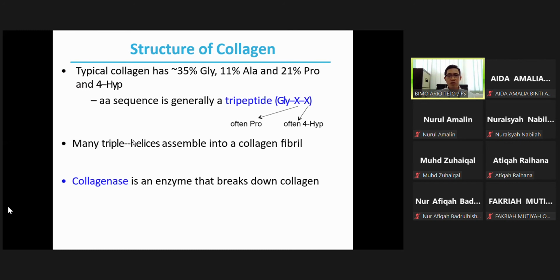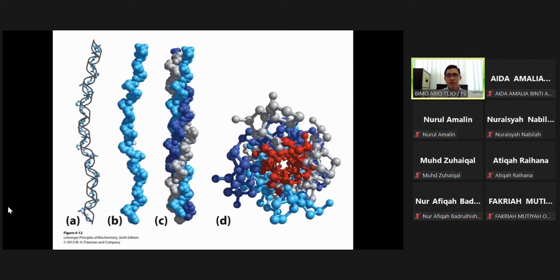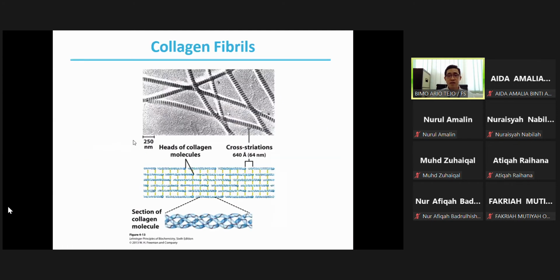This is the structure of collagen. If you're wondering, macam ni. This is the structure of collagen. So almost similar to your hair. And this is the structure of collagen under the microscope.